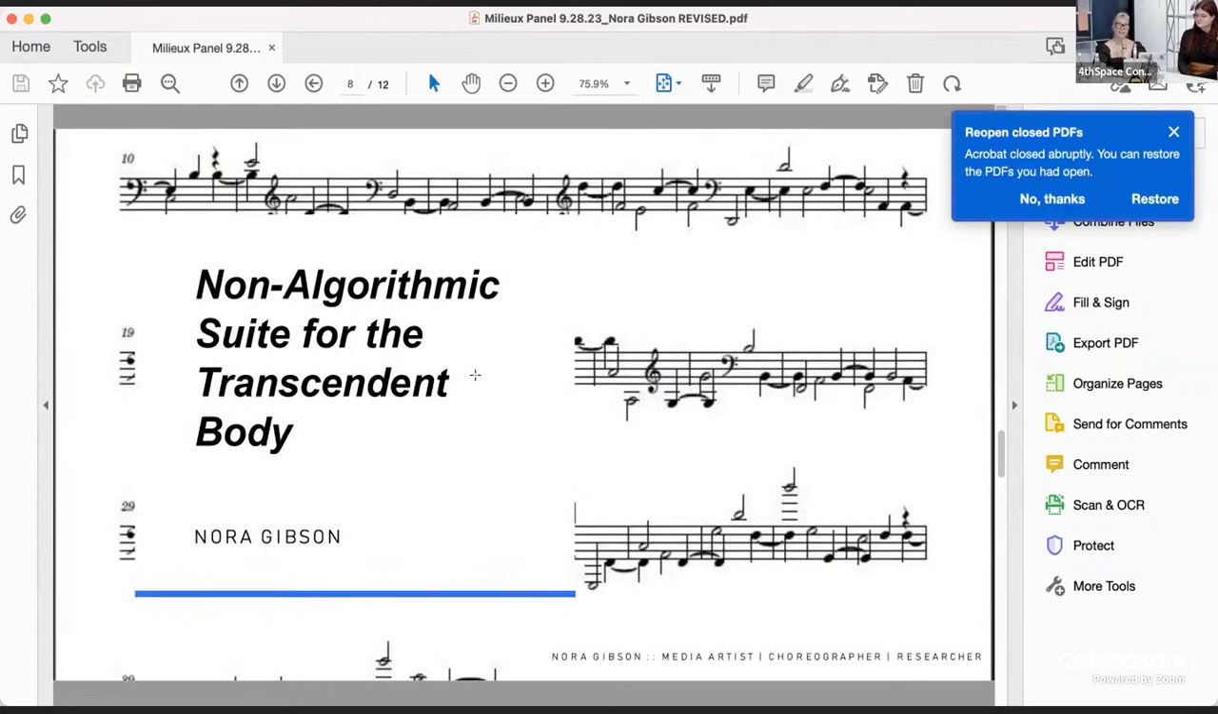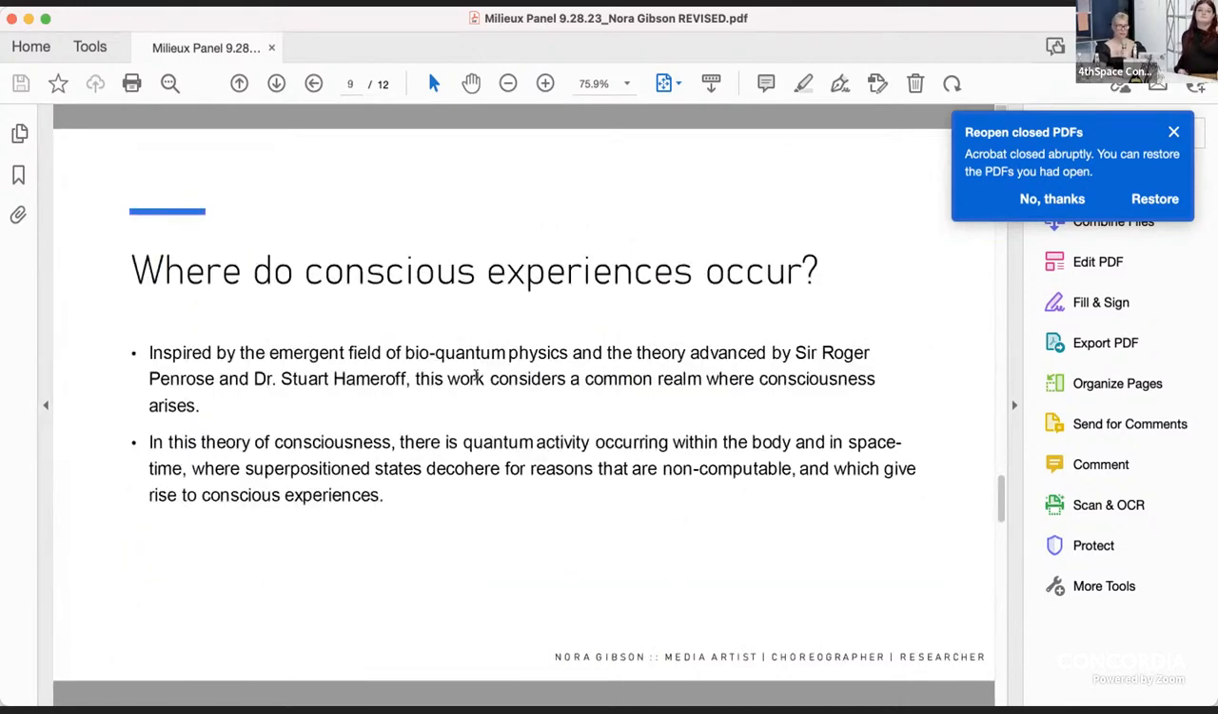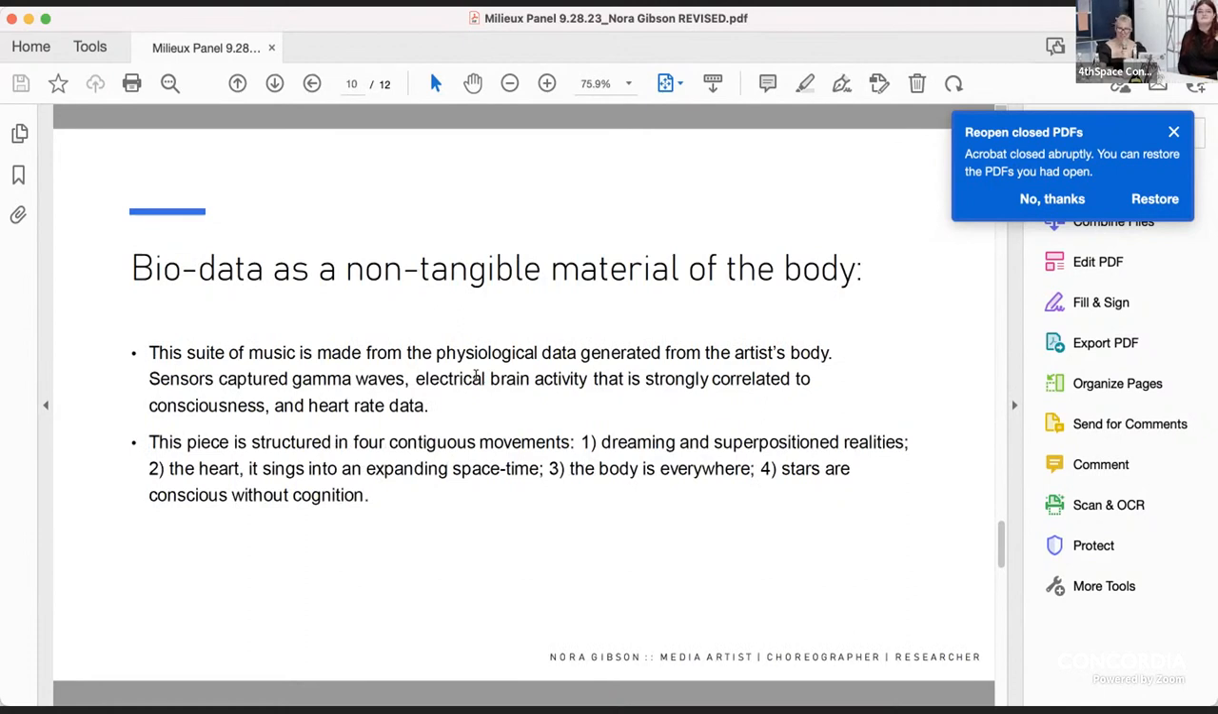I think I have a minute or so, but I just wanted to speak briefly about the piece that I have in this exhibit. Really interested in the work of Sir Roger Penrose and Dr. Stuart Hameroff. One is working in the emergent field of bioquantum physics, and the other is an anesthesiologist, and they were developing a theory on consciousness that was so very interesting, that envisioned a non-local vision of consciousness where there's quantum activity that's happening within the body, but also within space-time itself. I was really inspired. It's a very complex theory, so I don't have the time to go into it, but that is just a horribly cursory view of it.